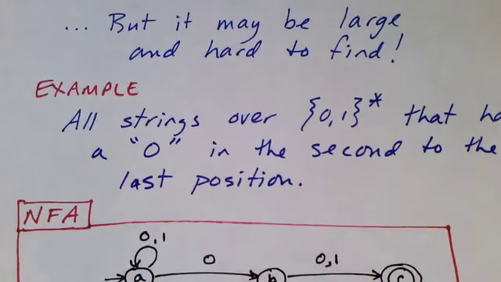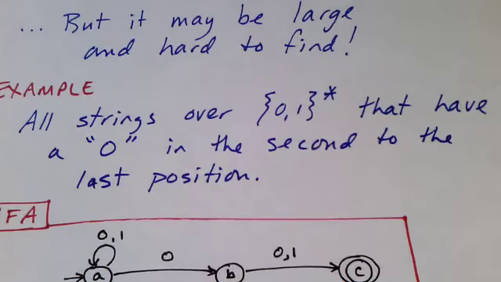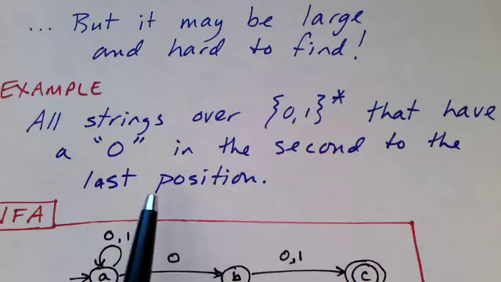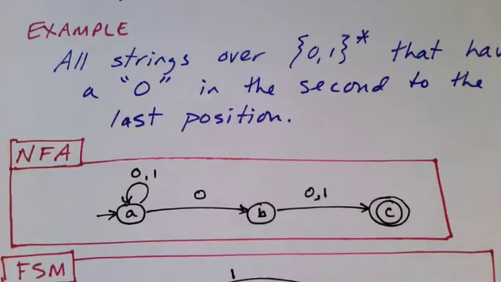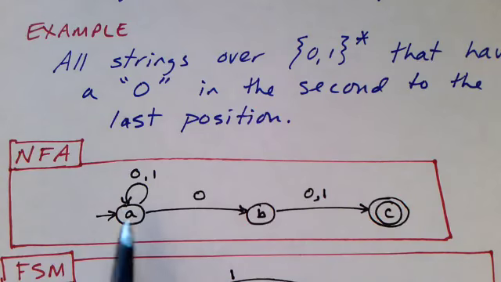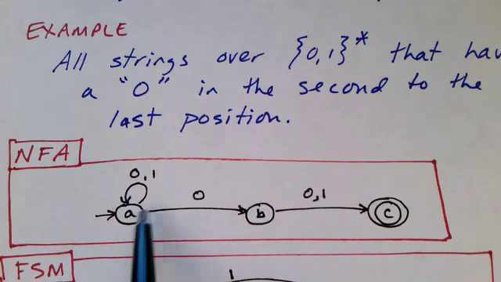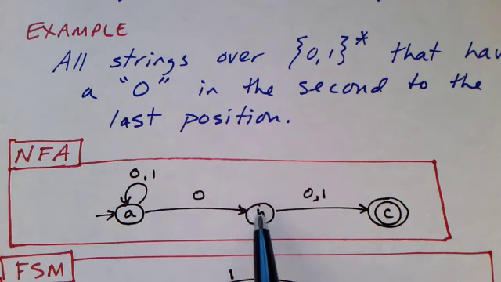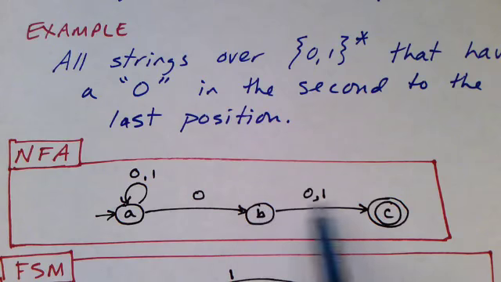Let's take a look at an example. We'd like to look at the set of all strings that have a 0 in the second to the last position. With non-determinism, this machine is pretty straightforward to build. We scan a bunch of 0s and 1s, and somehow magically we know when we are at the second to the last position. That's our non-determinism giving us the power to guess right. Then we take this transition, and then we read the last 0 or 1 and end in a final state.